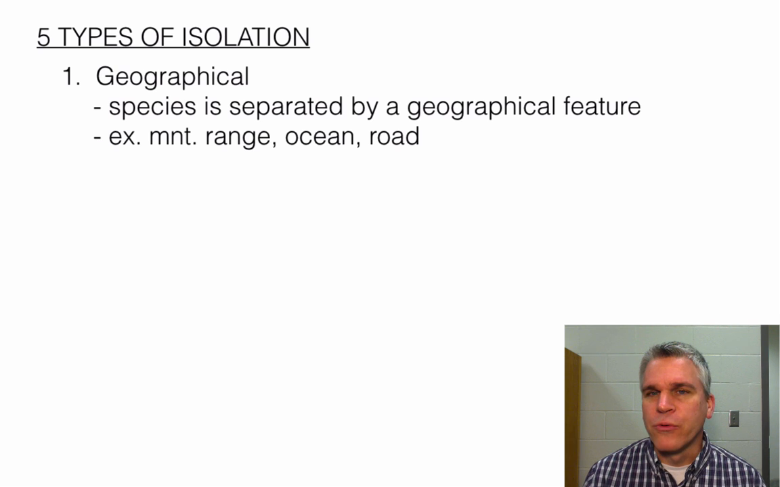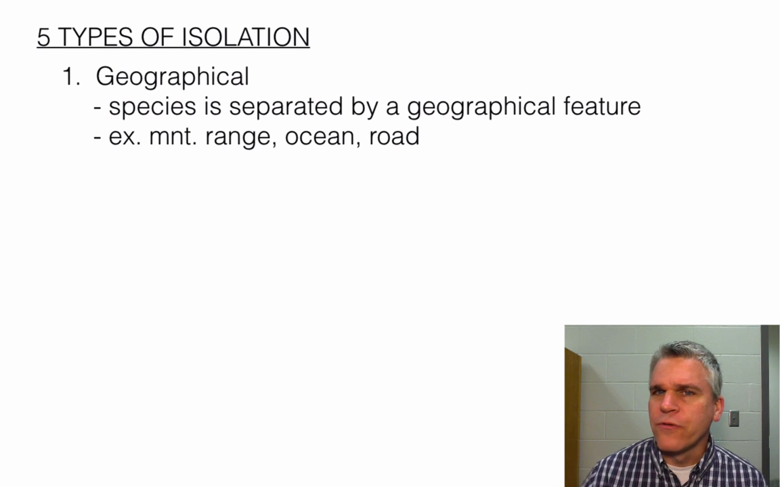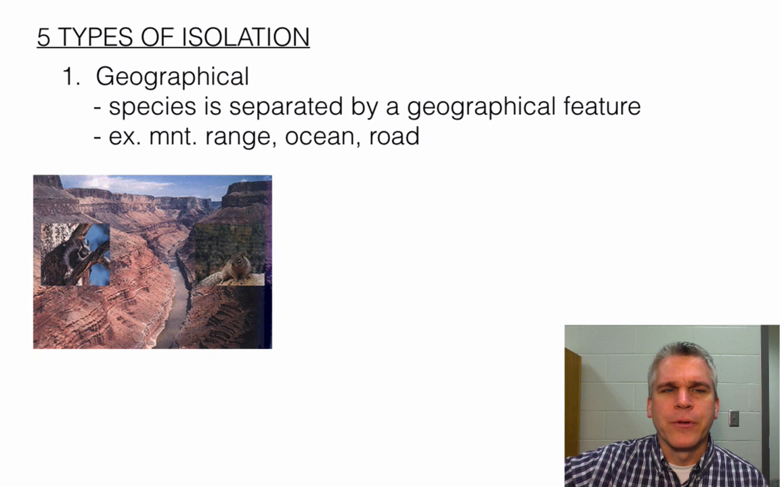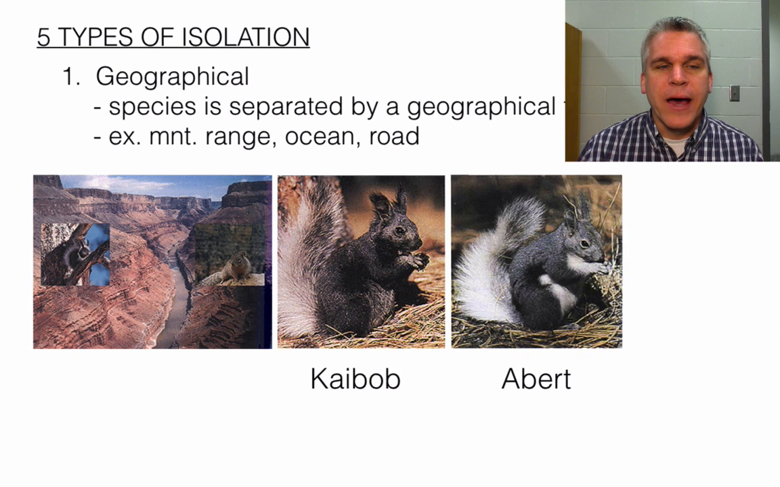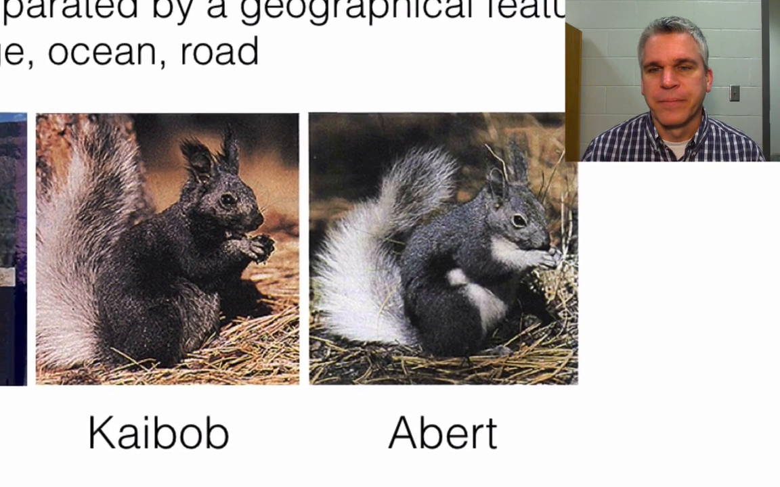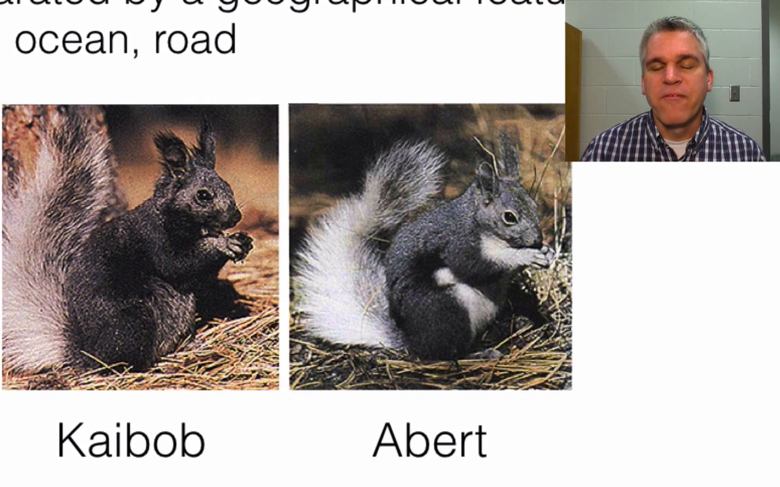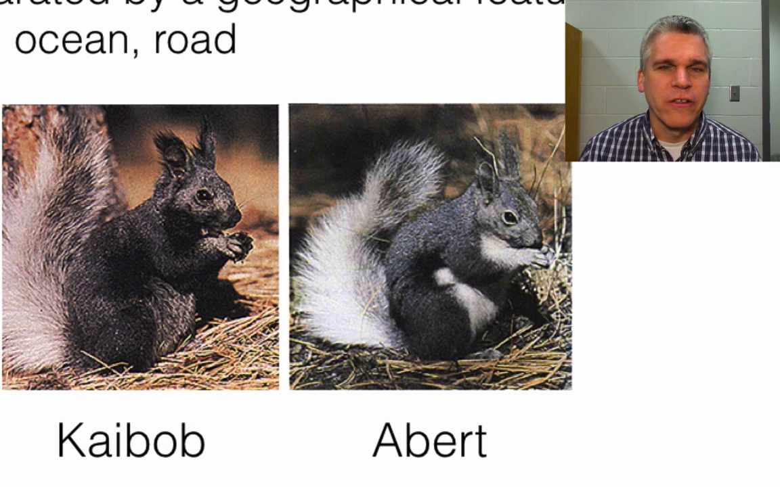This could be a mountain range, it could be an ocean, but it could be something small like a road, for instance. Let me give you an example. Here are 2 species of squirrels. They are found on either side of the Grand Canyon. We have the Kaibab squirrel and the Abert squirrel. Take a close look at them. They have many similar features to one another, but they don't look exactly alike.